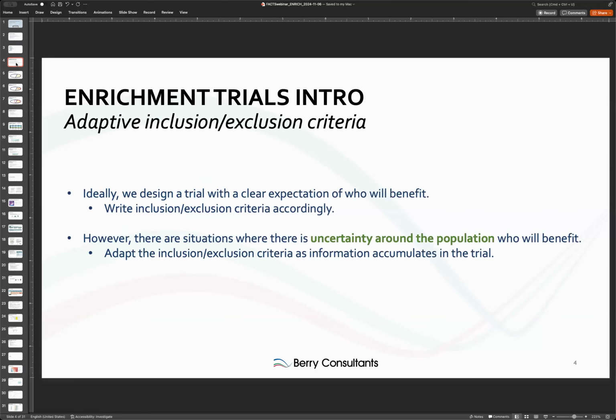Okay, so a little primer on enrichment trials. Enrichment trials are trials that adapt the inclusion-exclusion criteria along the way. So ideally, we design a trial with a clear expectation of who will benefit, and we can write down our inclusion-exclusion criteria accordingly. We have a good idea of what our patient population should be for our randomization, for our enrollment. However, there are situations where there is uncertainty around the population who will benefit, and those are the situations in which we would want to adapt our patient population based on accumulating trial information. Okay, so that's the uncertainty we're trying to handle.